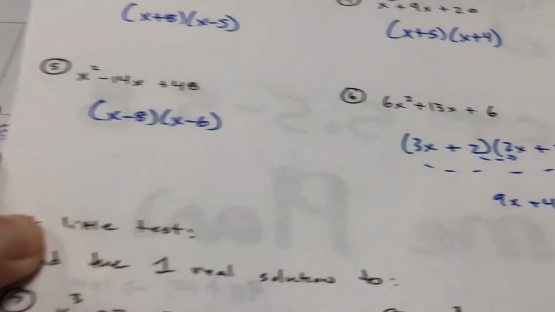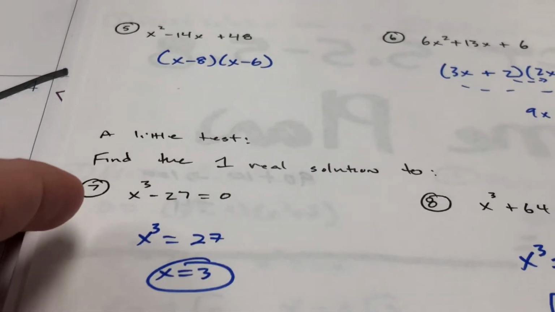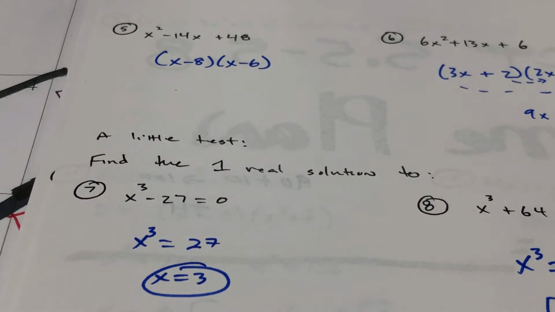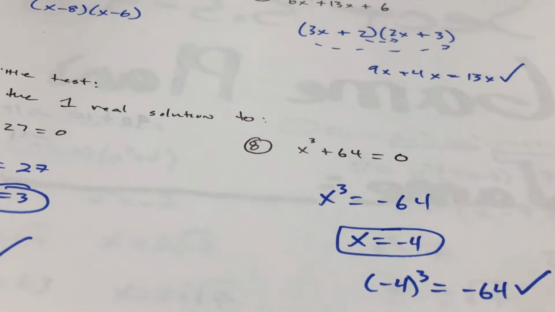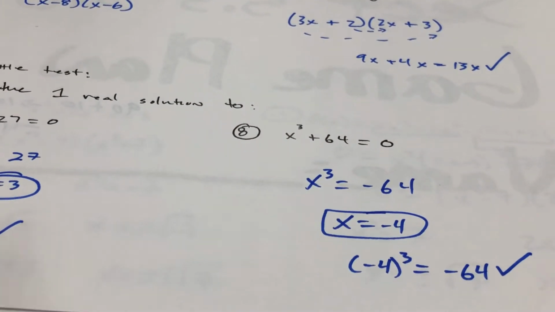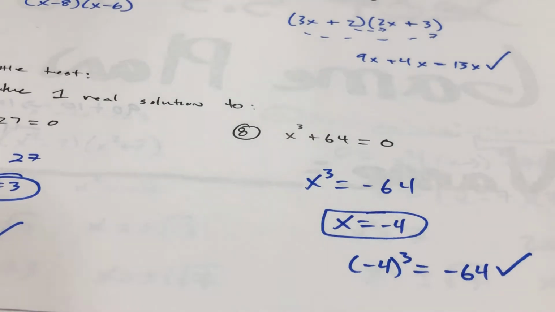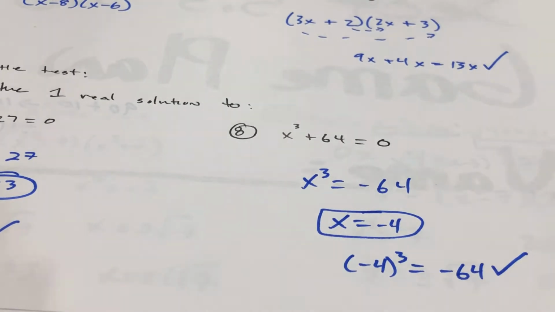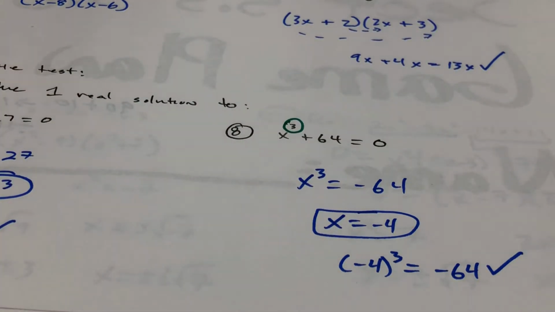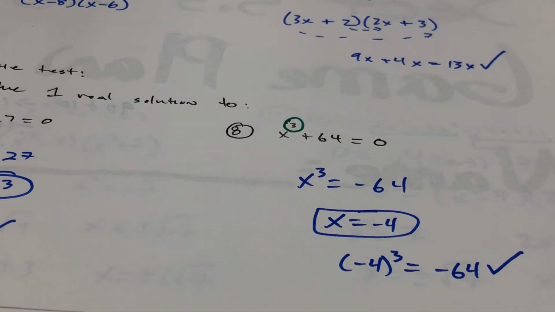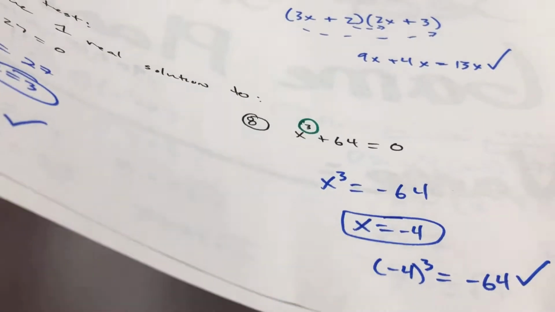All right, so how we began these notes, a little test. Find the one real solution to blank. I'm going to move over the 27. What number to the third power is 27? That number is, in fact, 3. 3 is the one real solution. Move the 64 over. What number to the third power is negative 64? That answer is negative 4. And because these are both raised to the third, that means there are going to be 3 answers, not just 1. We'll talk about how we find those very soon.